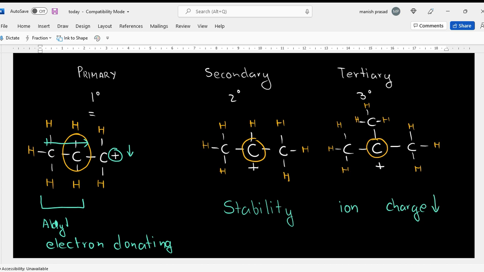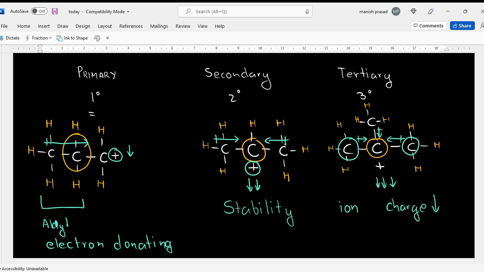Now here, the electron density is coming from two sides. So the positive charge would decrease a little more. And here, the electron density is coming from three sides. If the full positive is removed, then it will become neutral. Only a little bit of negative charge, that delta negative, comes. Only a little bit of electron density is coming. The full electron is not coming.